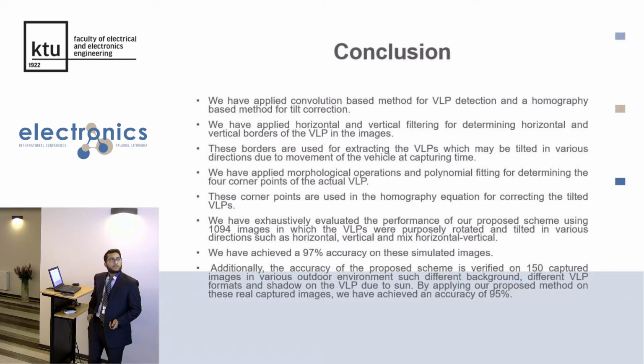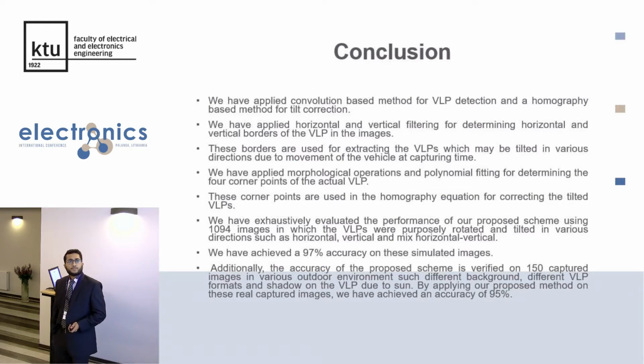So in conclusion, we applied the convolution based method for the license plate detection and homography based method for the tilt correction. We applied horizontal and vertical filtering for determining the horizontal and vertical borders. These borders are used for extracting the license plate, which may be tilted in various directions. We have applied some morphological operations and polynomial fitting for determining the 4 corner points, and these corner points are used for the homography equations.